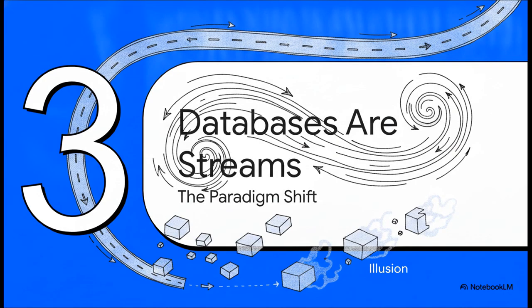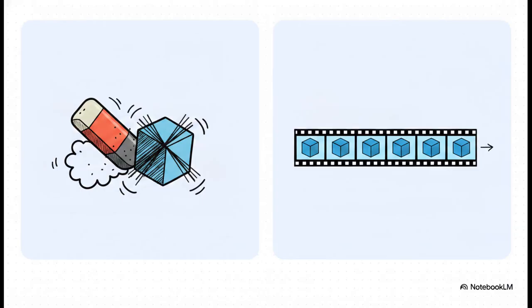Moving to Section 3, databases are actually streams. This is the real paradigm shift. Now that we have our reliable highway, we need to talk about the biggest, best-kept secret in distributed systems. Your static database is kind of an illusion. Whenever you update a row in a standard database, you overwrite the old data. You're maintaining mutable state. But when you do that, you completely destroy the history of how that data got there.